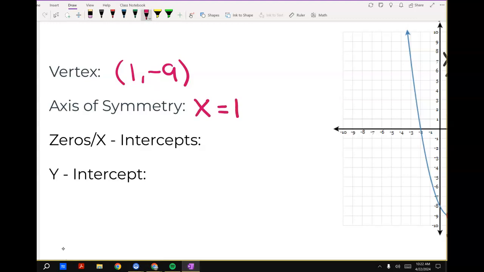Our next points, zeros or x-intercepts. We're more familiar with the name x-intercept, so where our graph crosses our x-axis. Zeros means the same thing. All right, these two are synonyms for each other. I like to use both, so just be comfortable with that.